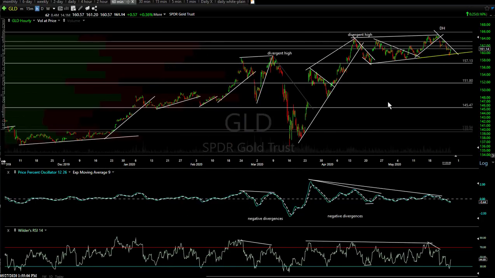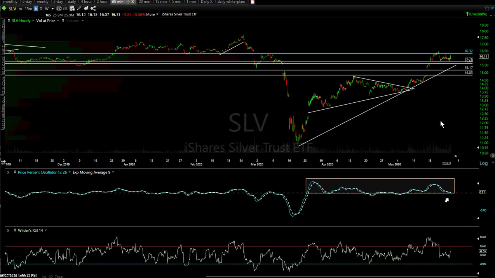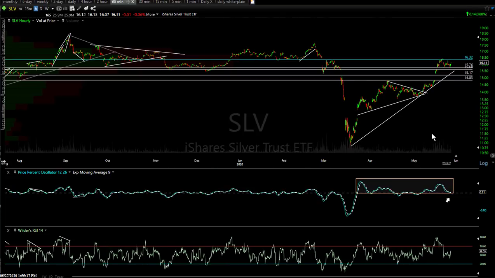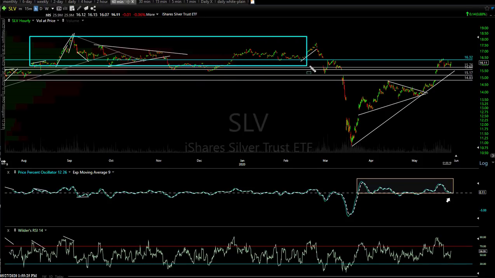All right, so that's gold on multiple time frames. Silver, we're on the 60 minutes, so I'll start there and then I'll move out. Silver has quite a bit of resistance. Here's a 60-minute chart, and what stands out to me is when I look back, we had quite a bit of sideways trading right here.